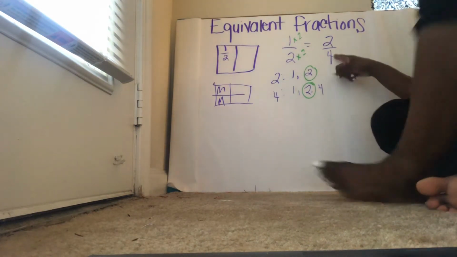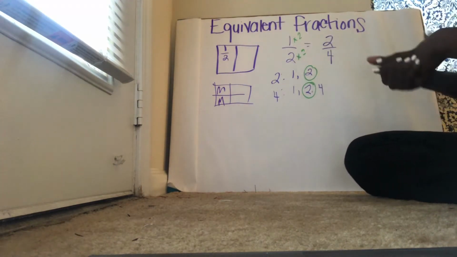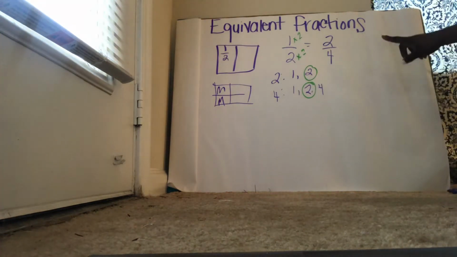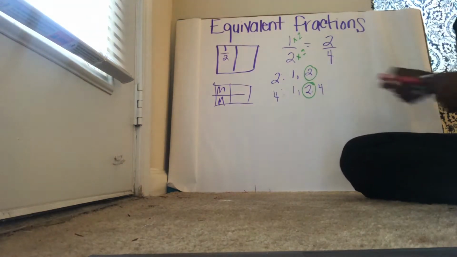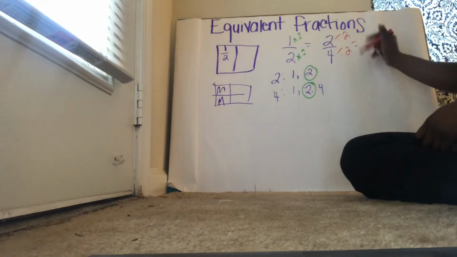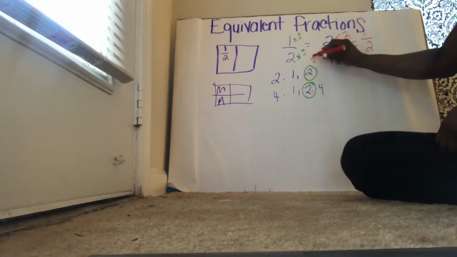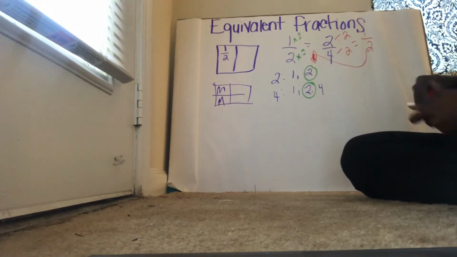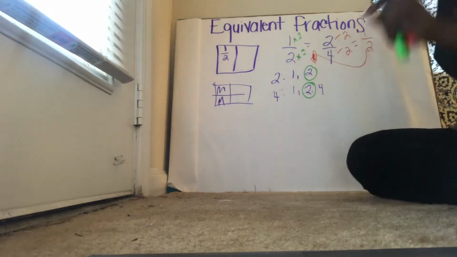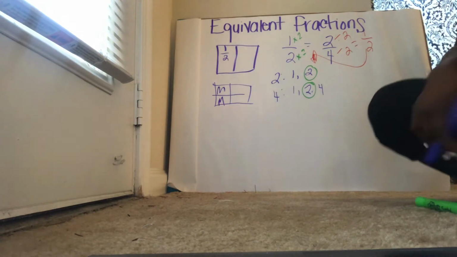All right, now say I wanted to take my 2/4 and turn it into a smaller fraction, or have my numerator and denominator be smaller. I'm going to take that same 2 and divide it. So 2 divided by 2 and 4 divided by 2. So 2 divided by 2 is 1, and 4 divided by 2 is 2, making my fractions equivalent. Now the key to equivalent fractions is making sure that your numerator and denominator are either multiplied or divided by the same exact number.